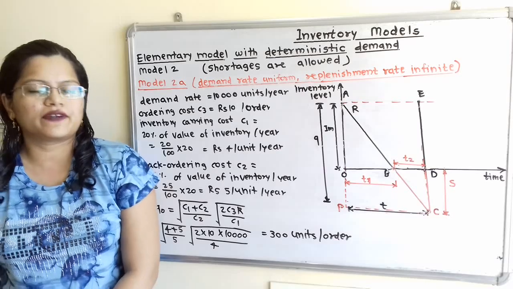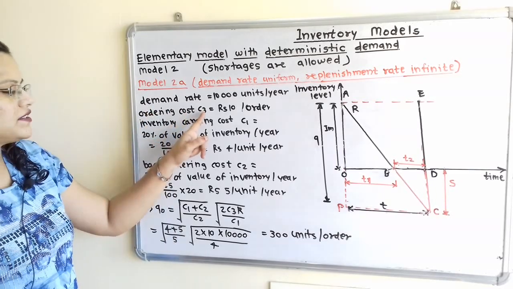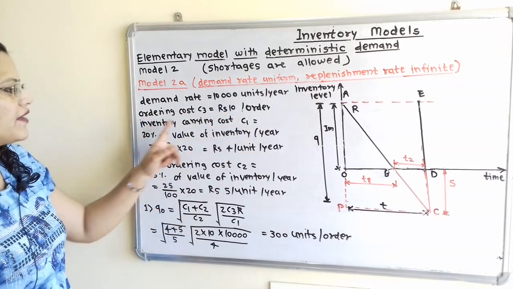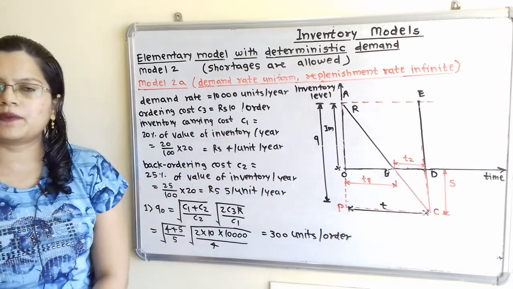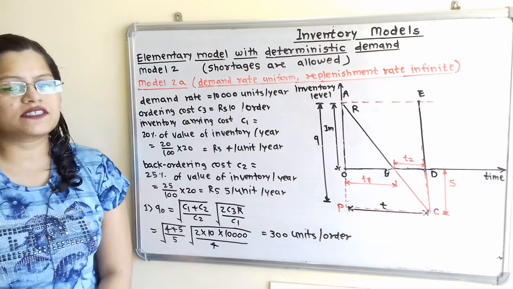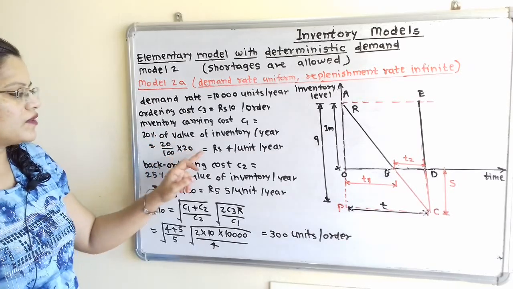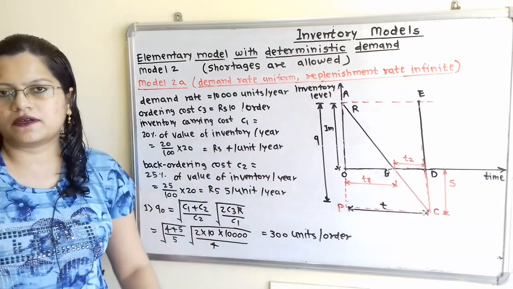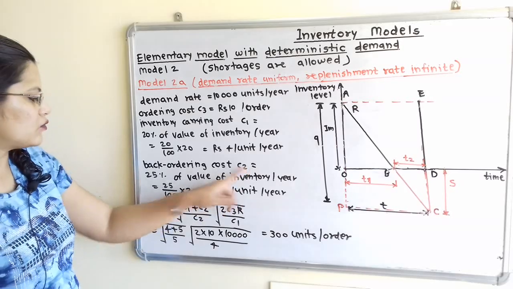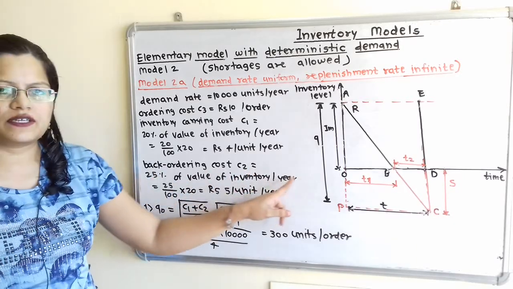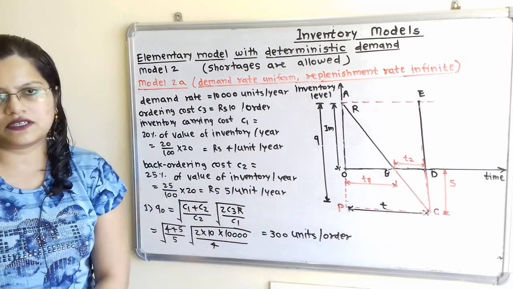Let us understand the given data. Demand rate is 10,000 units per year. Ordering cost C3 is rupees 10 per order. Inventory carrying cost, that is holding cost C1, is 20% of value of inventory per year. Now price is given, 20 rupees. So we will multiply this with 20%, that is 20 by 100 into 20, which is equal to rupees 4 per unit per year. Then back ordering cost. Back order means shortage cost, that is C2, is equal to 25% of value of inventory per year, that is 25/100 × 20, that is rupees 5 per unit per year.